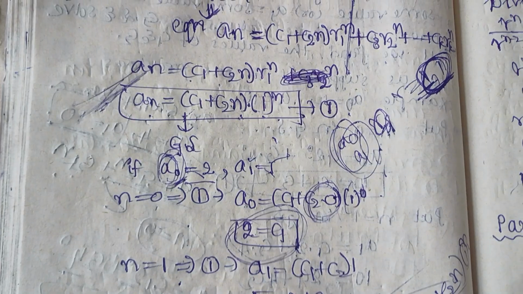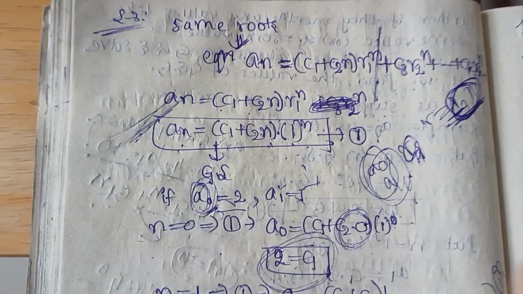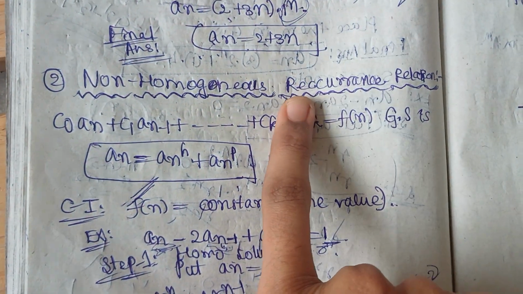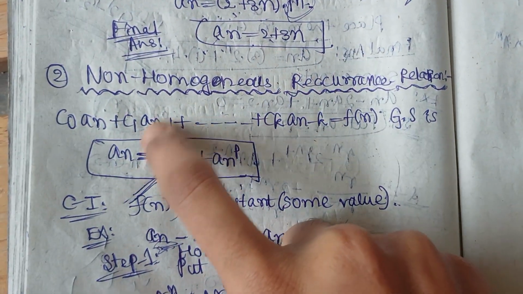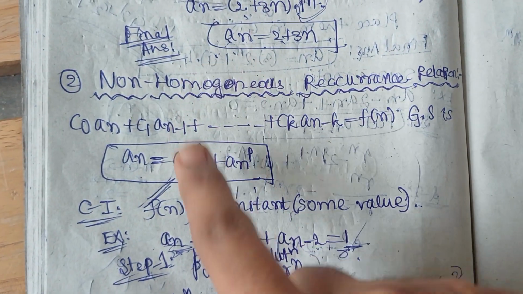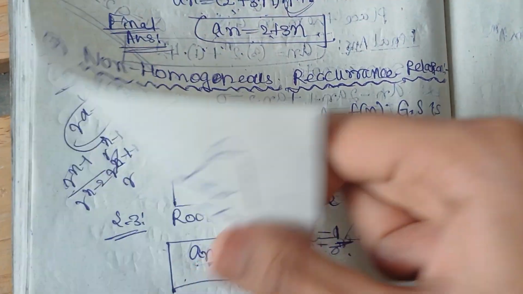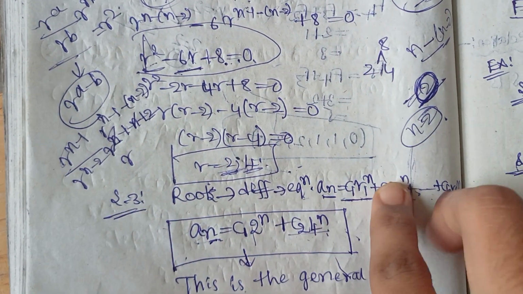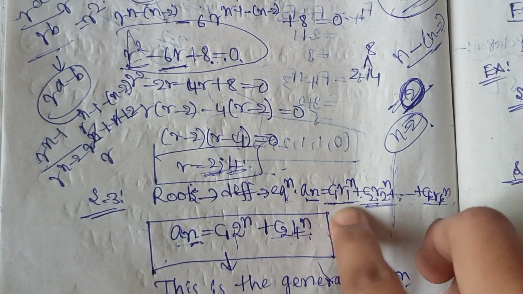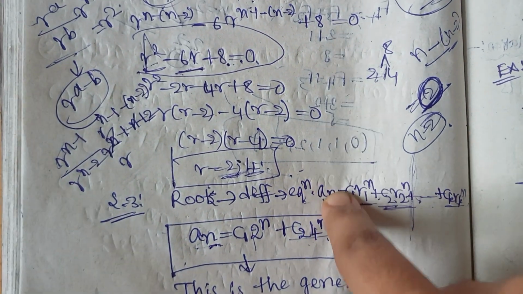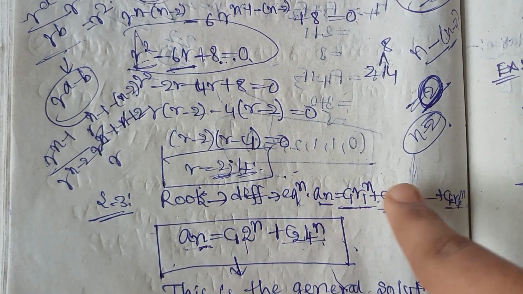This is your final answer in the case of a non-homogeneous recurrence relation. And you know this is for same roots, and whenever you get distinct roots in the case of a non-homogeneous recurrence relation, we have already learnt in the last video that for a homogeneous recurrence relation having distinct roots, your general solution will be c1 into r1 power n plus c2 into r2 power n. You have to make your an power h in this format when the roots are different.